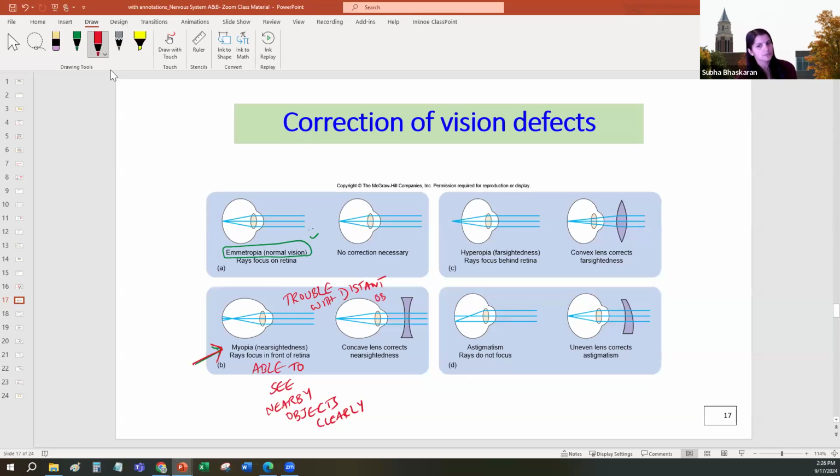So what is the prescription to prescribe them with? Does it make sense? The concave lens corrects nearsightedness. But if you don't know what nearsightedness means, then this understanding becomes a problem. Got it? So nearsightedness means you are able to see close by objects clearly, but unable to see distant objects. Got it? So if you know this, what would this be?